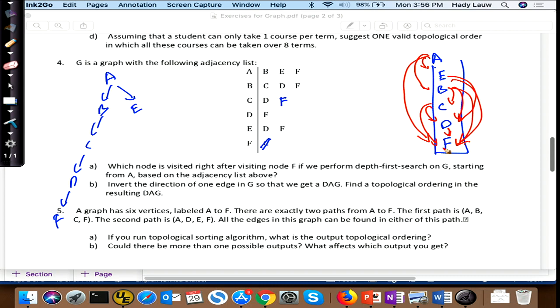Now in reality, of course, you can't just anyhow invert your edges, right? There is a meaning behind the graph. So in that case, there is probably something wrong in the way that the graph is constructed, because otherwise, if it is supposed to indicate the precedence or the prerequisite relationship, then there shouldn't be a cycle in the first place.